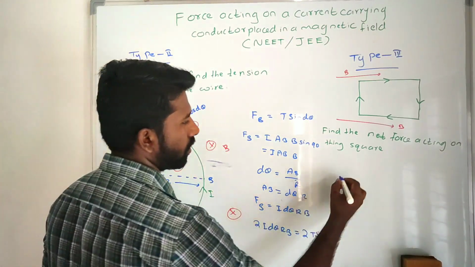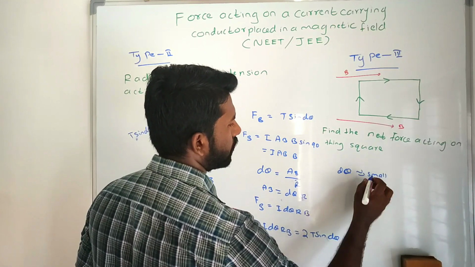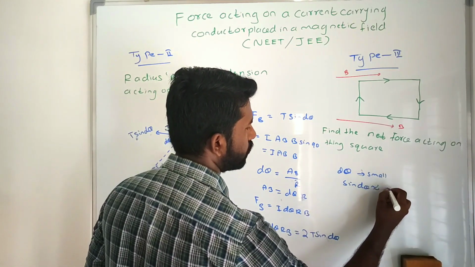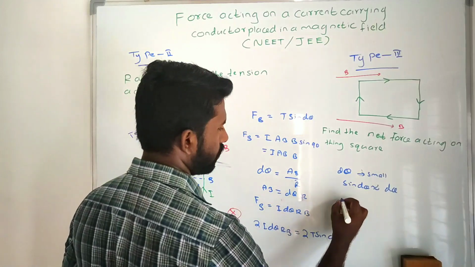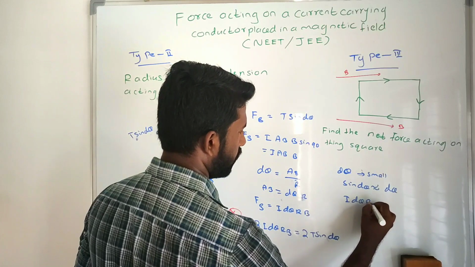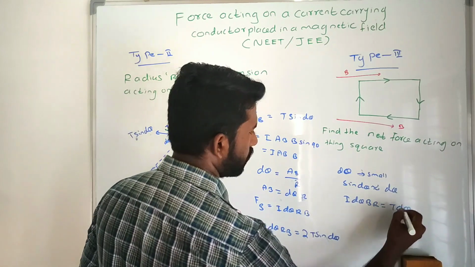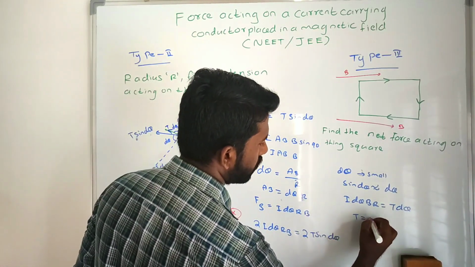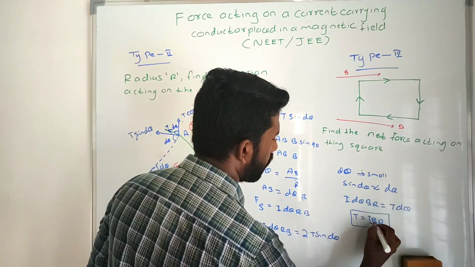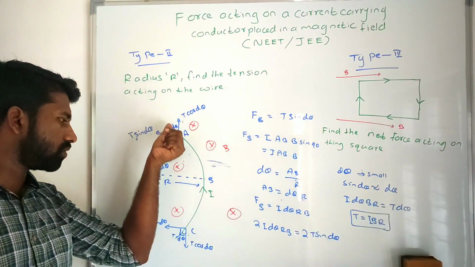For a smaller angle, if d theta is small, what about sin d theta? Sin d theta is nearly equal to d theta. So we can write here, this 2 and 2 we can cancel. So I d theta BR is equal to T d theta. d theta we can cancel. So T is equal to what? IBR. I is the current, B is the magnetic field, and R is the radius. This is the tension acting on this wire.